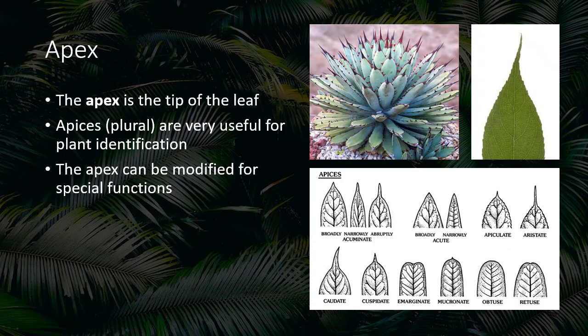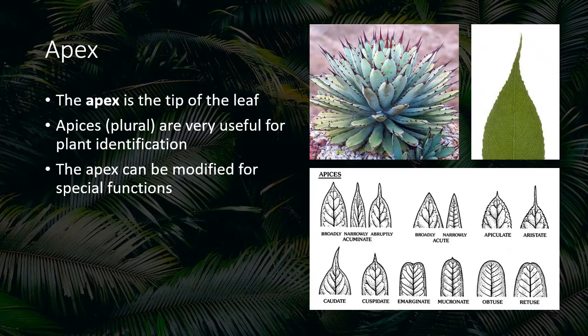And having had several interactions with such spines on agave myself, I can tell you that those spines will grow right through denim pants and straight into your leg, which would make them incredibly challenging to feed on if you were, for example, a deer or some other kind of herbivore. The apex can also be modified for other special functions. And certainly, once again, very useful for identification.